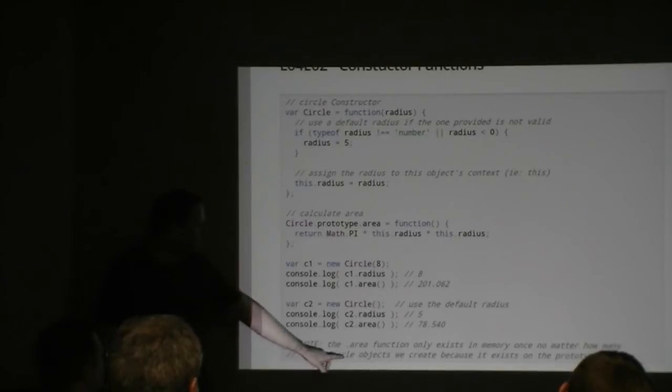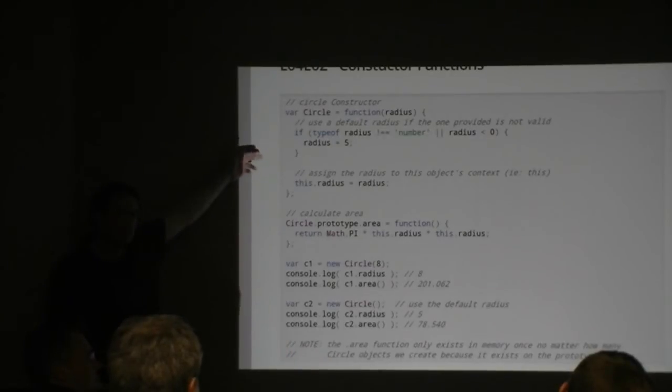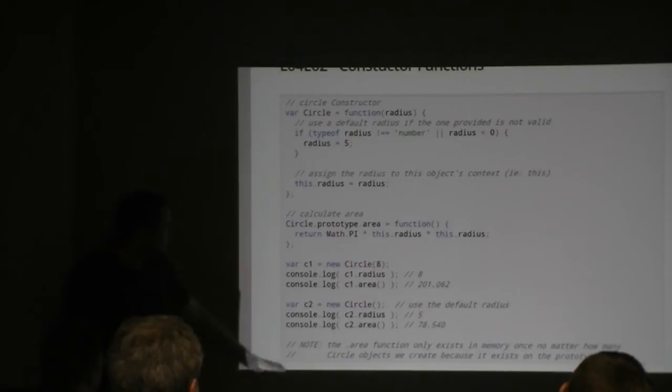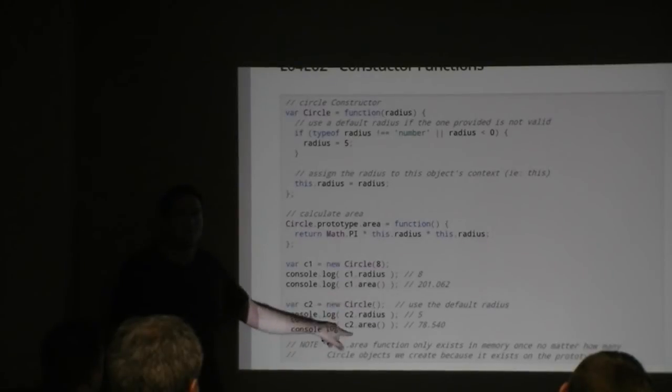So the area function only exists on Circle's prototype. It doesn't exist twice in memory here. If, for example, we were to go down here and write Circle.prototype.area equals null, and then we ran this code again, we would get null here for both instances.